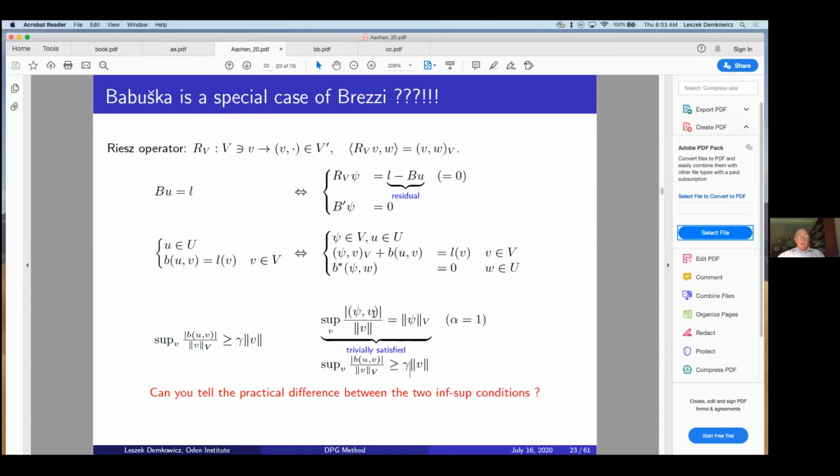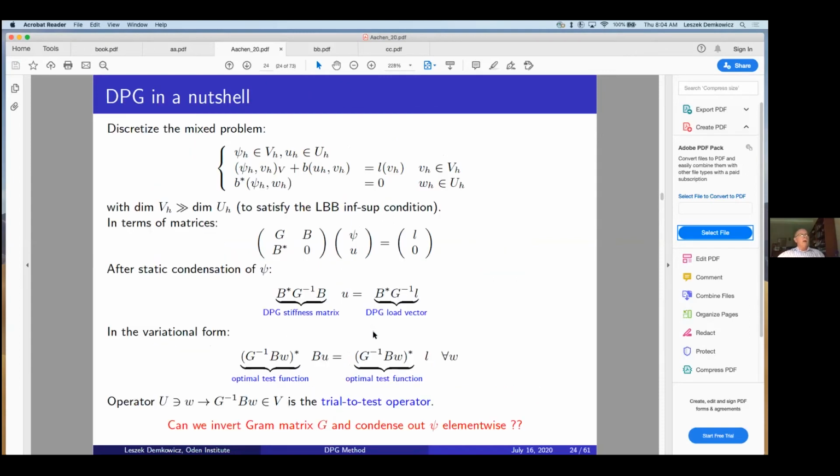Now, I have learned this equivalence from the work of Wolfgang Dahmen and his group. This is not how we arrived at the DPG method with Jay Gopalakrishnan. We arrived at it through the concept of optimal testing. But I will not talk about that today. It is covered in the lecture notes I have sent you. If you're interested, you can read it. Okay.